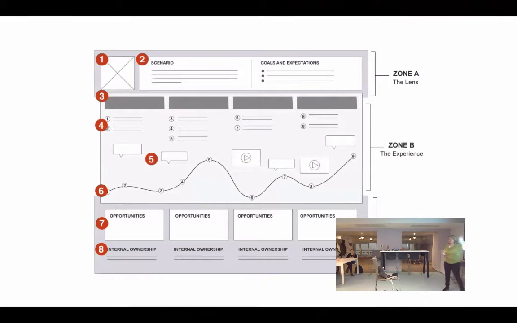Then we take a look at the steps the customer or the user is taking at each stage of the process. So, for example, when I look for a product that I would like to buy, I go to sites where I compare. I look at other people's comments. So these are the steps that I do.